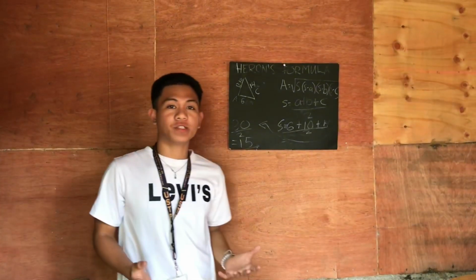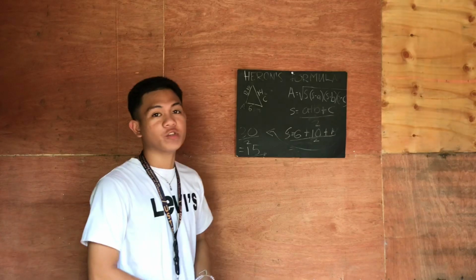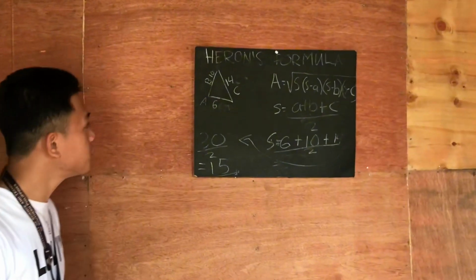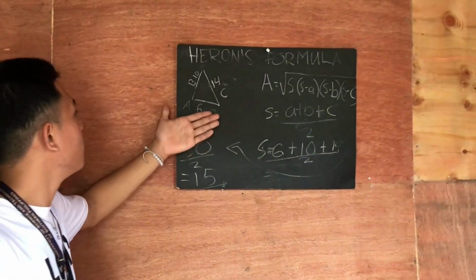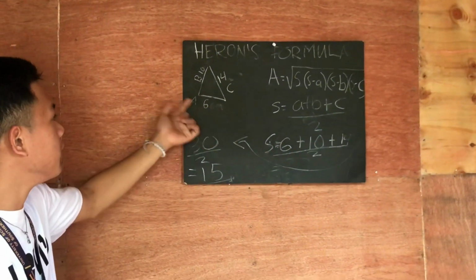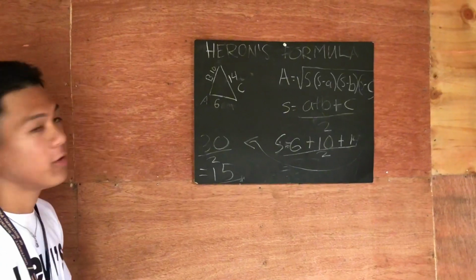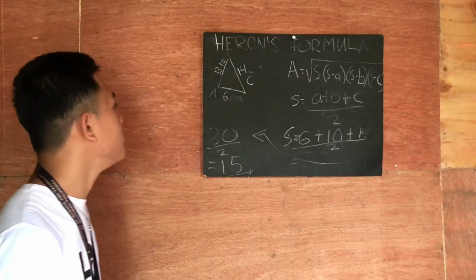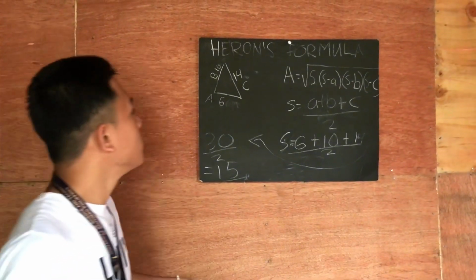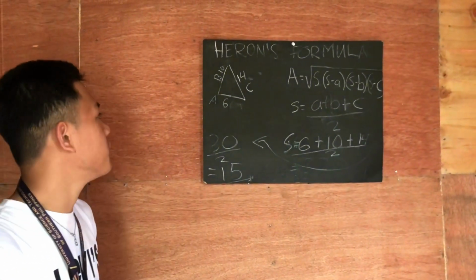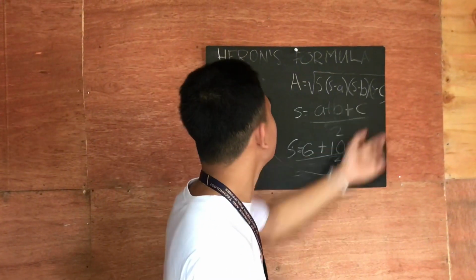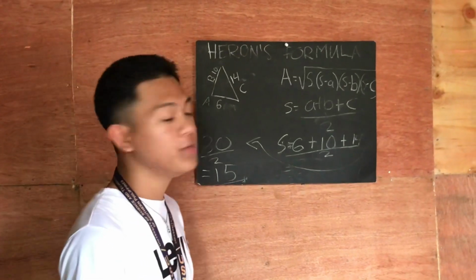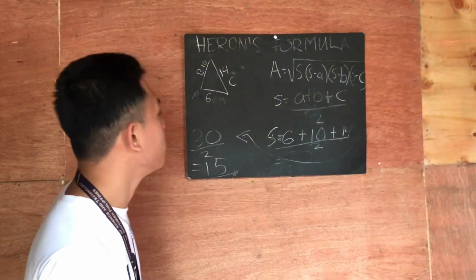Hello everyone, in this video I'm going to discuss trigonometry, starting with Heron's formula. As you can see, we have a triangle with sides A, B, and C. The values of A is 6, B is 10, and C is 14. To solve this problem, we need to use Heron's formula, where S is the semi-perimeter: A plus B plus C over 2.